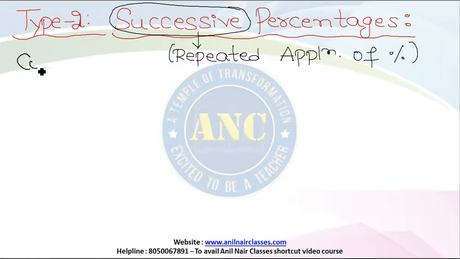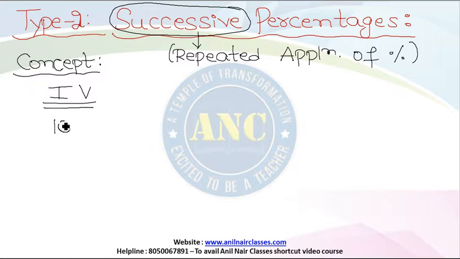Let us understand the concept. We are learning everything that is required before the start of our problems. Suppose, for example, my initial value is 100 rupees. That means I have 100 rupees in my pocket. Assume that I will increase it by 20%. What is 20% of 100? 20% of 100 is 20 rupees. That means there is an increase of 20 rupees. 100 plus 20 becomes 120.